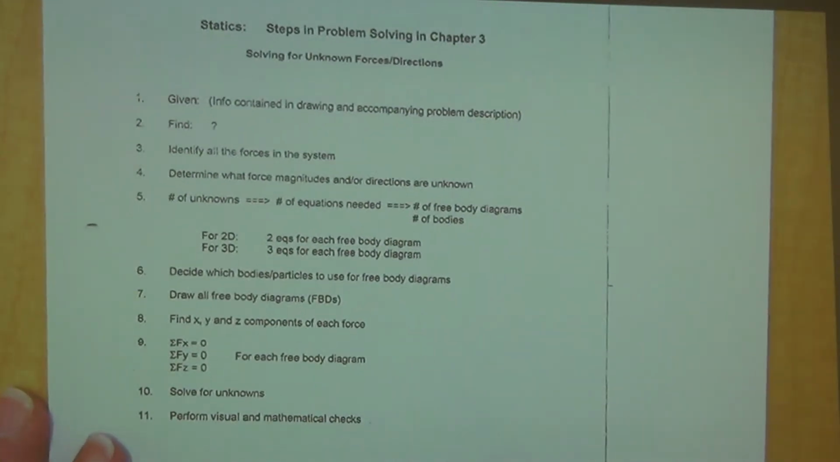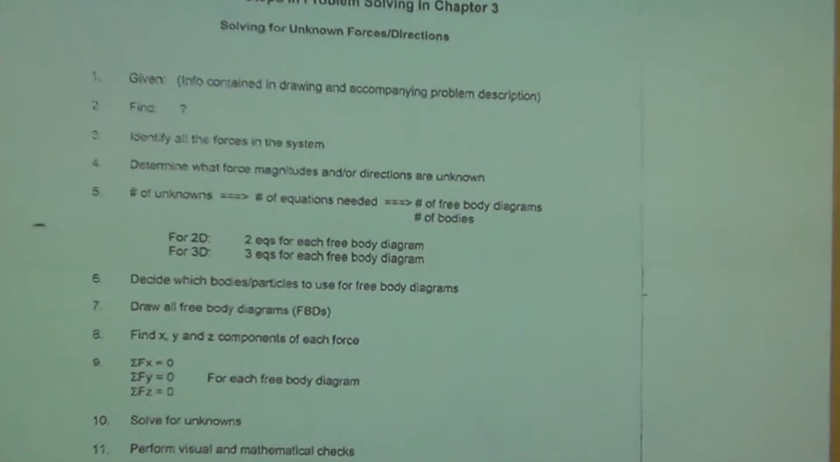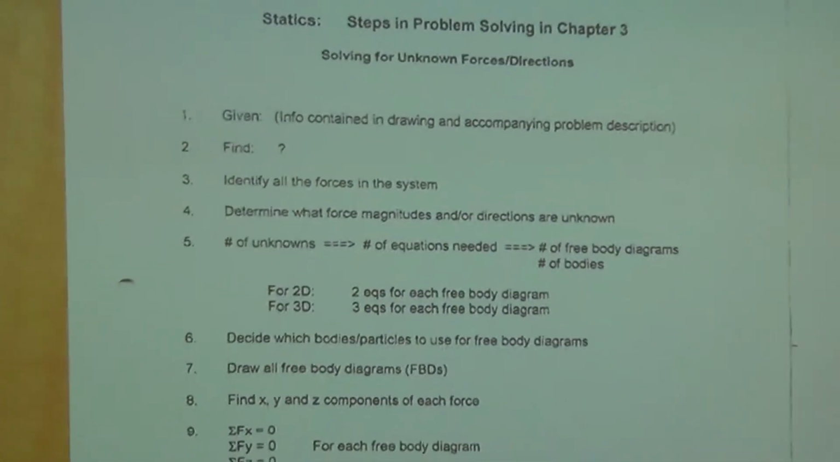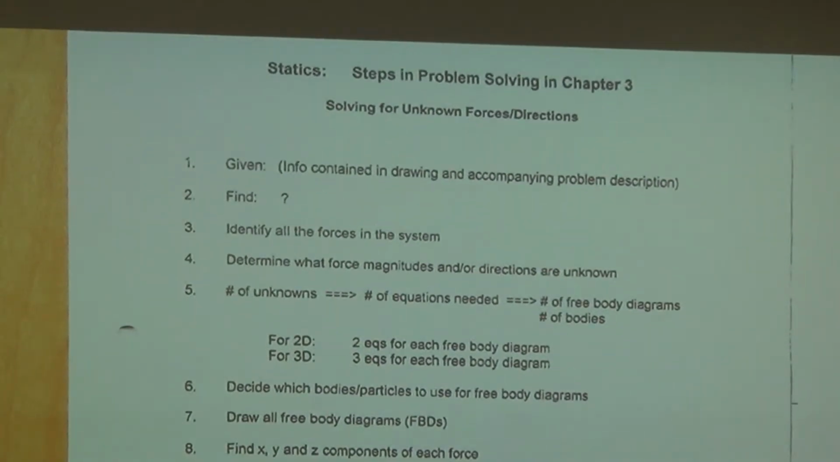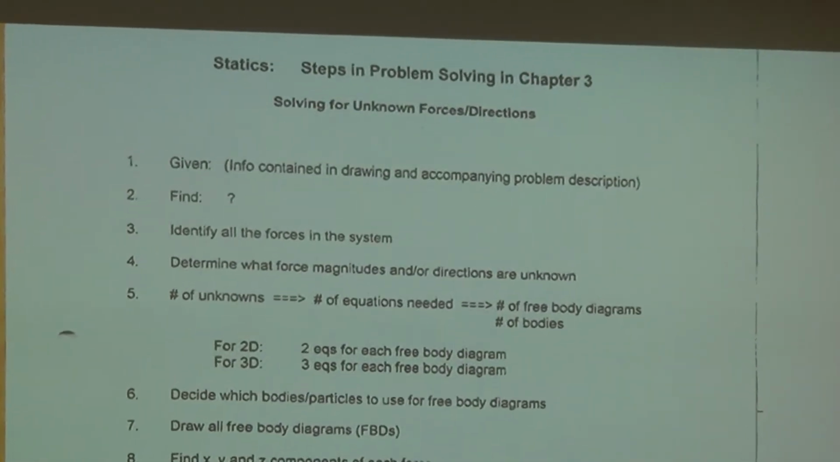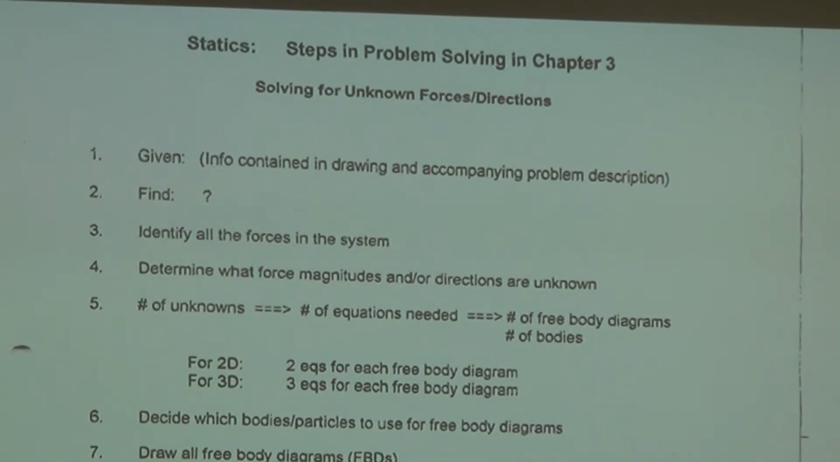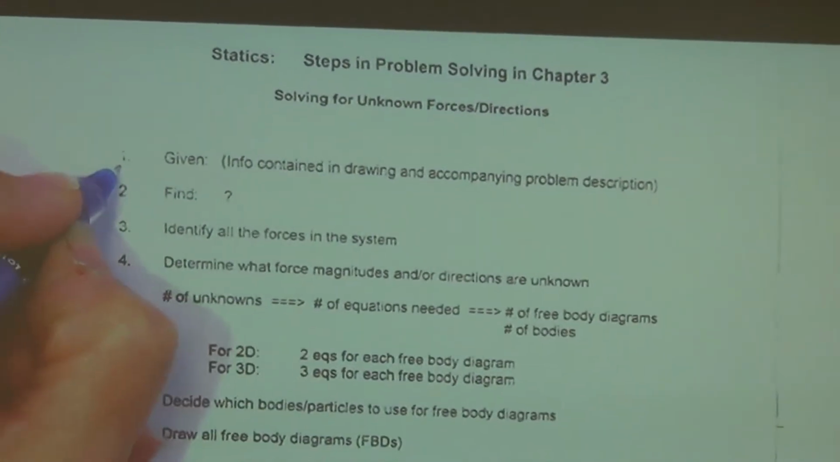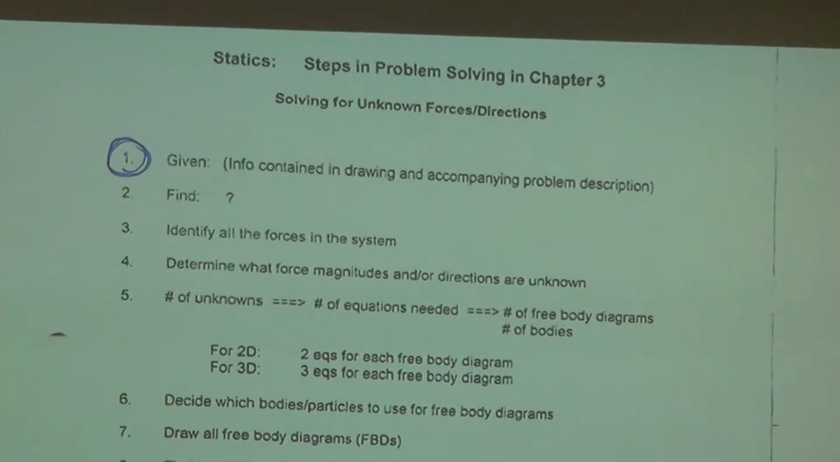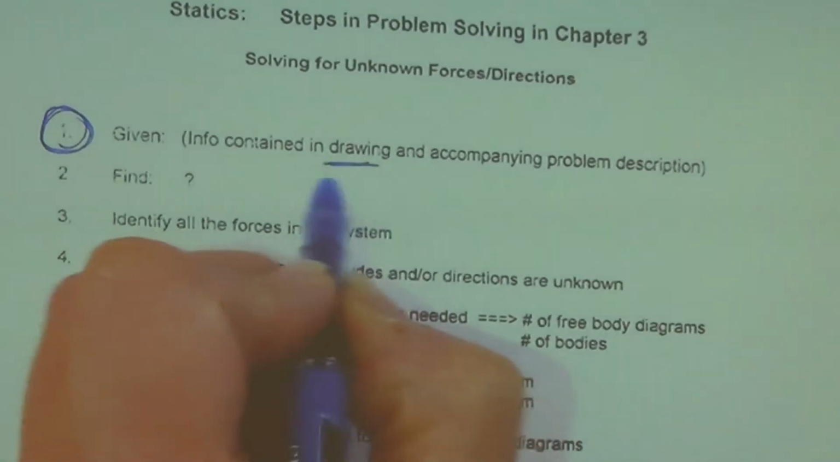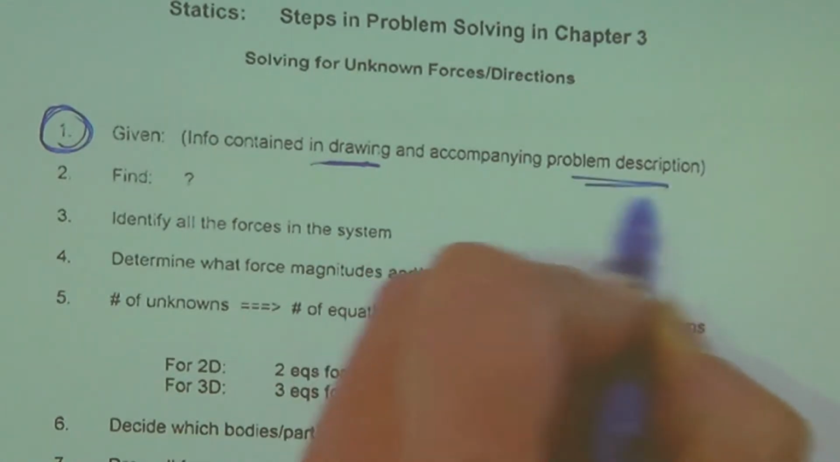Okay, so let's take a look at this. When we do statics problems, these are the steps we're going to follow. You see at the top, static steps in problem solving in chapter 3. And typically what we're trying to do is find some unknown pieces of information. So the first thing we do is we always look at what's given. And the given information is presented in the drawing and in the words.